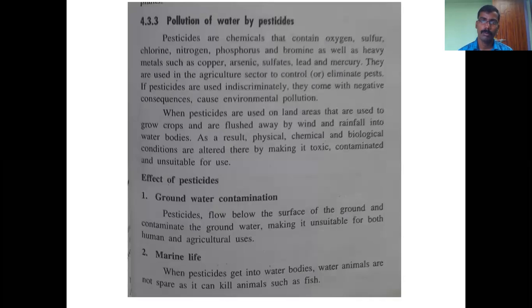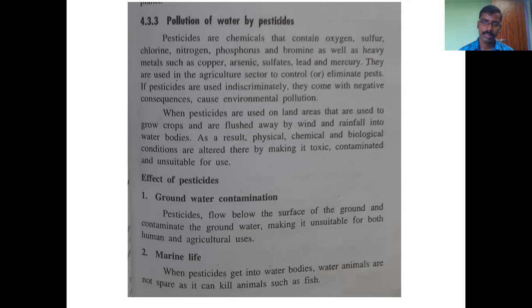Pollution of water by pesticides. Pesticides are chemicals that contain oxygen, sulfur, chlorine, nitrogen, phosphate, and bromine, as well as heavy metals such as copper, arsenic, lead, and mercury. They are used in the agriculture sector to control and eliminate pests. If the pesticides are used indiscriminately, they come with negative consequences and cause environmental pollution.